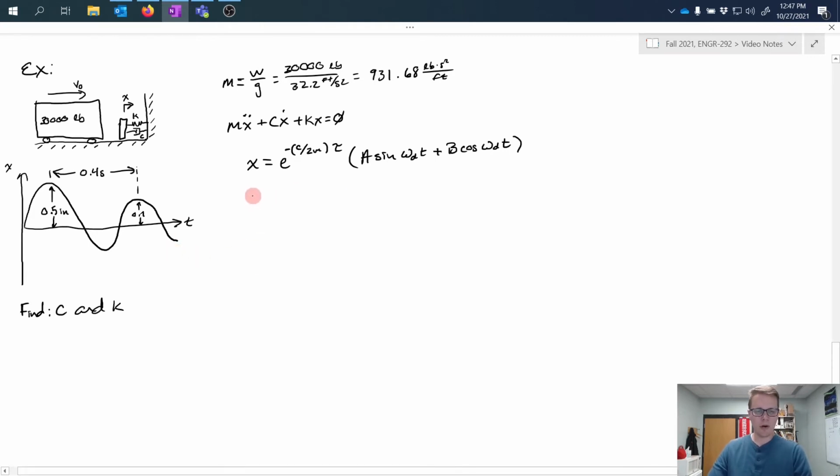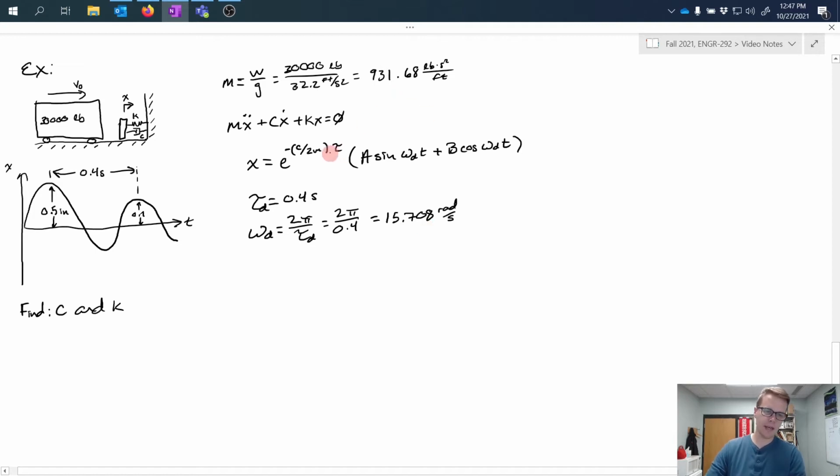So before I make use of that, though, I want to take note of the damped period, which is given as 0.4 seconds, and that allows us to calculate the damped natural frequency as 2 pi over tau d. And we get 15.708 radians per second. So now the key is to figure out how we can make use of this information in order to actually evaluate the problem.